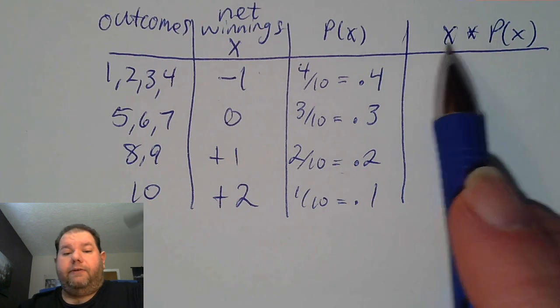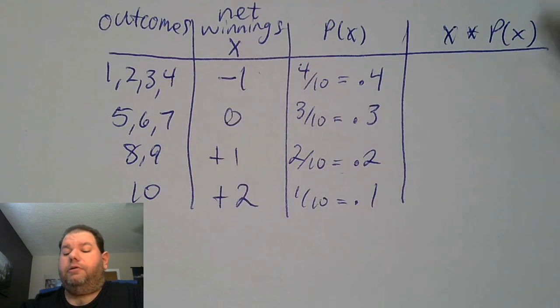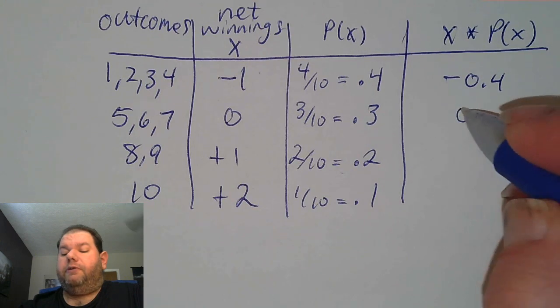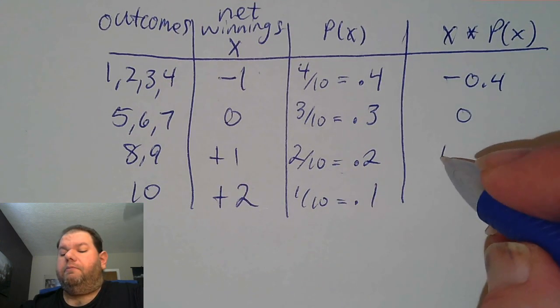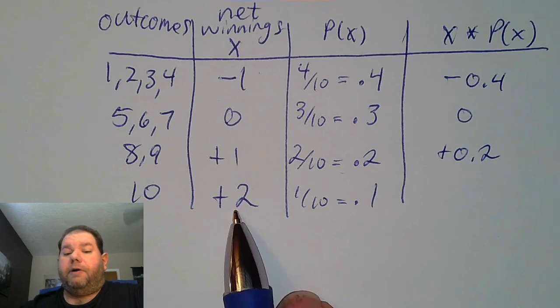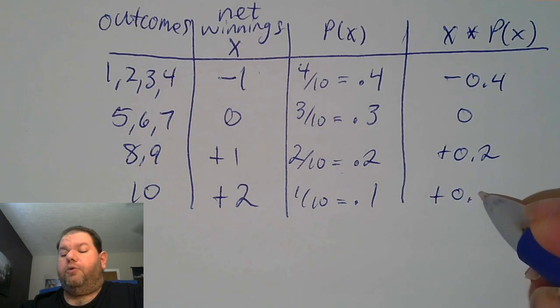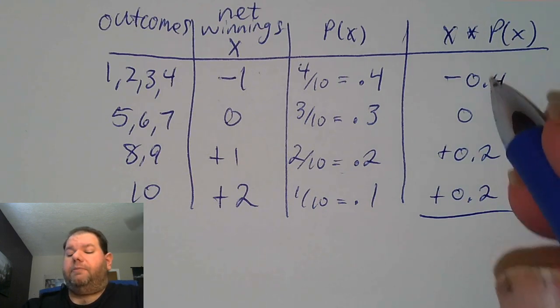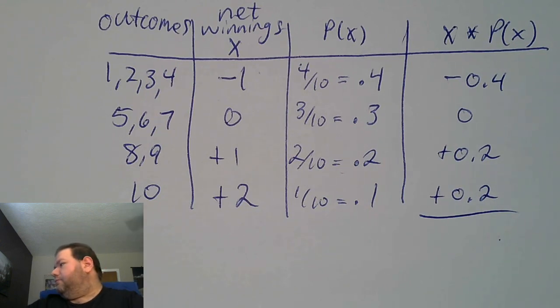Now, we want to multiply x times p of x, so we'll take negative 1 times 0.4, so negative 0.4, 0 times 0.3, 0. Positive 1 times 0.2, so plus 0.2. And positive 2 times 0.1, so that is 0.2 as well. The last thing we'll do is add up this column. What does this add up to? Zero, right.